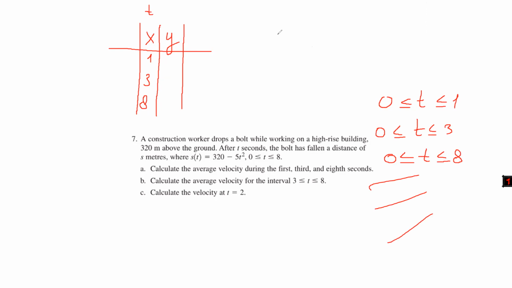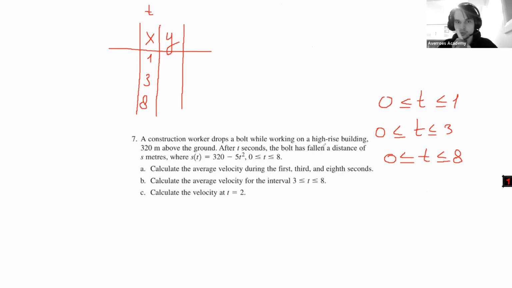So would it be 320 meters over 1 subtract 0? Or is it? Just give me a second. I'm going to show you step by step how we can do it. First of all, we need to know 2 points, right? We know the first point. What is the first point? The beginning of the run, it must be 0, 320.